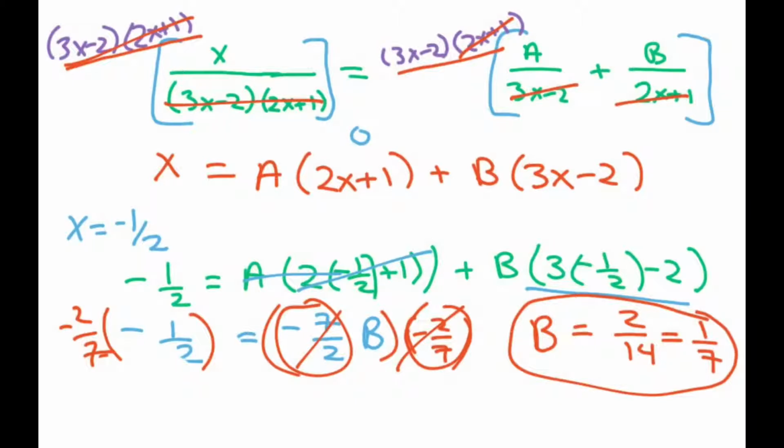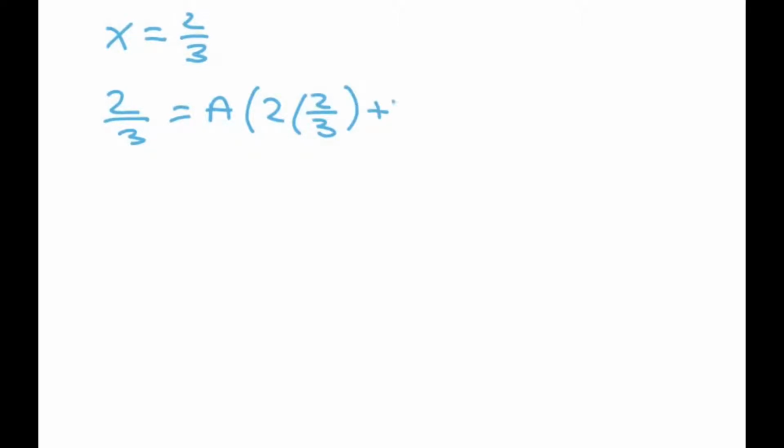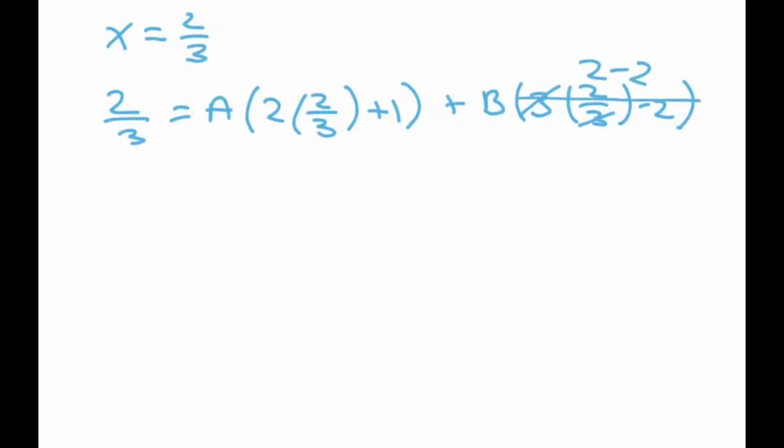Now we just have to find A. So for A, we're going to let x equal 2/3. So basically we get 2/3 equals A times 2 times 2/3 plus 1, plus B times 3 times 2/3 minus 2. Now this just zeroes out because this is just going to be 2 minus 2, and that's why we picked 2/3. So let's take care of this side.